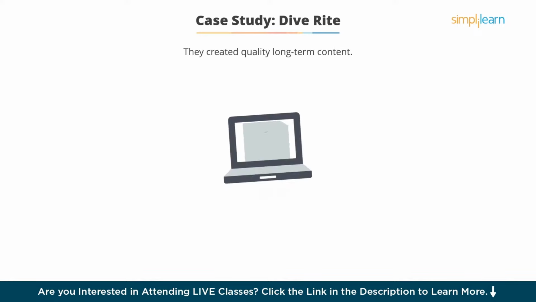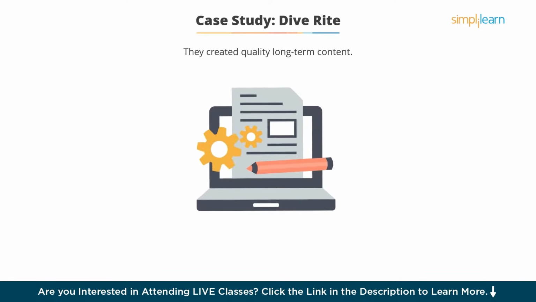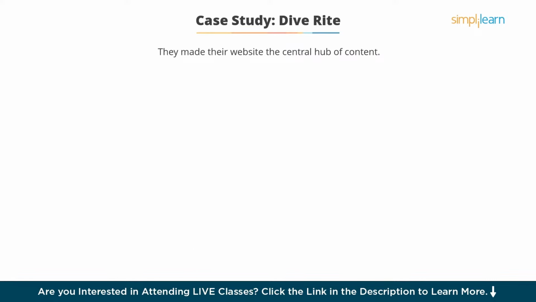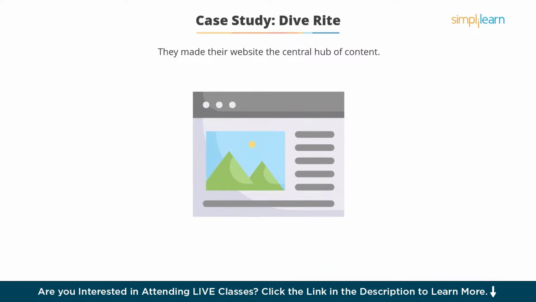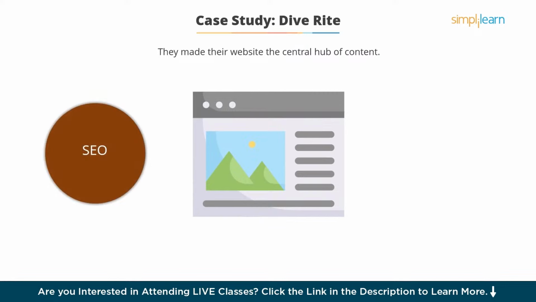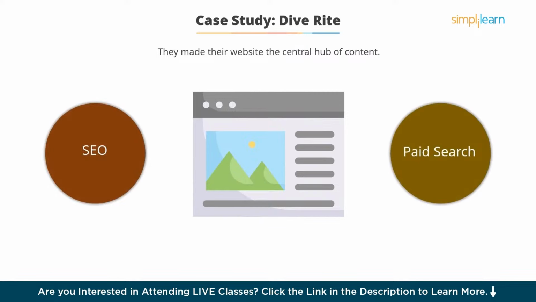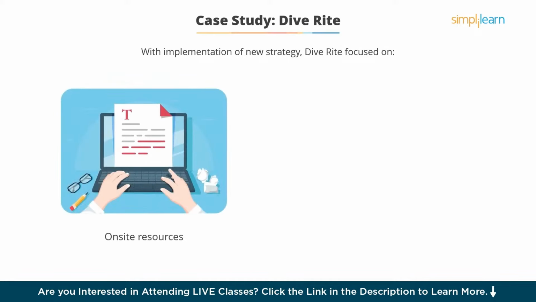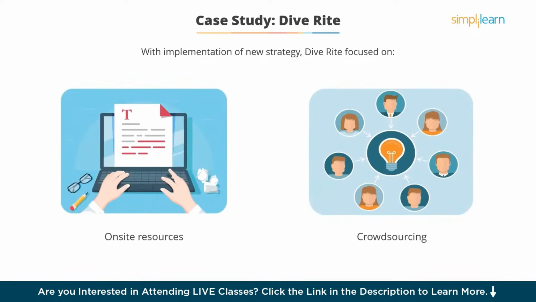They focused on creating quality, long-term content that told a story about their products and the people that created them. In doing so, they first focused on their website as the central hub of content and used SEO and paid search as their primary marketing channels. As the new strategy was implemented, they developed more on-site resources and crowdsourced additional content from customers.